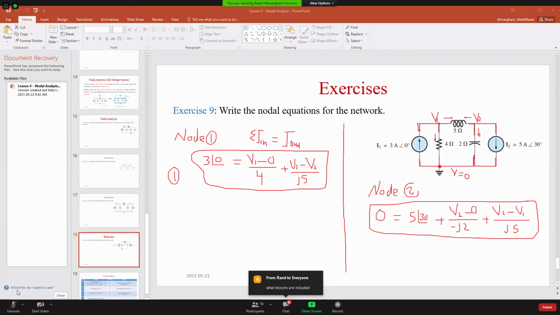The assignment is on lesson 3 and 4. So mesh analysis and nodal analysis.